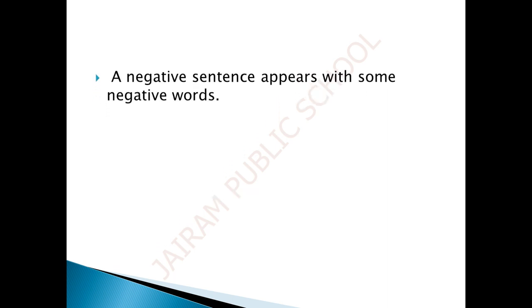A negative sentence appears with some negative words. What are all the negative words? Shall we recall and say once again? Negative words are no, not and none. For example, I don't know to bake a cake. Here, what is a negative word, my dear children? Not. Not is a negative word which is appearing in this sentence. So, a negative sentence appears with some negative words.